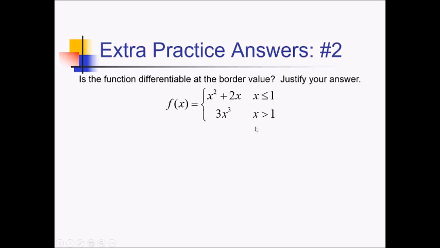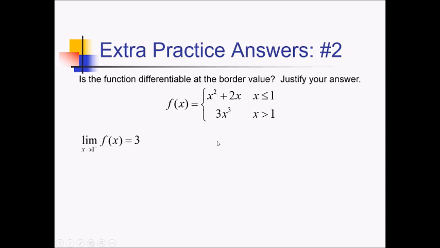On this problem, I'm trying to figure out if I'm differentiable at the border value of 1. So to do that, let's first test continuity. I need the left side limit as x approaches 1. So that's going to be using this first rule. So I've got 1 squared plus 2 times 1, which is 3.